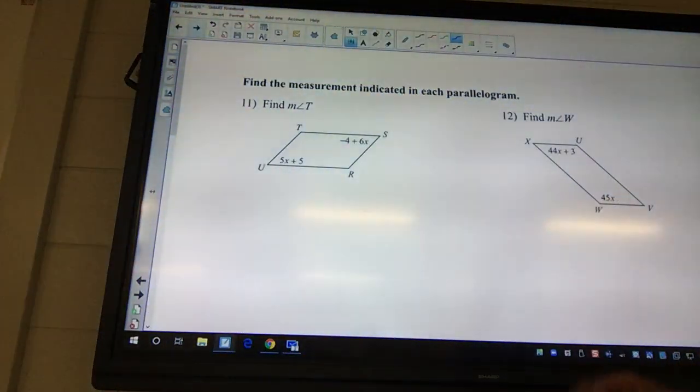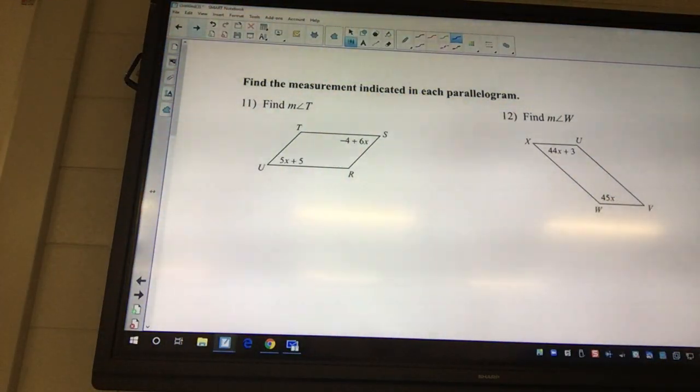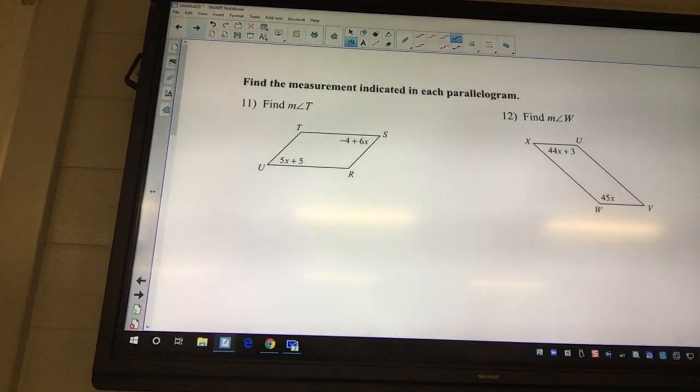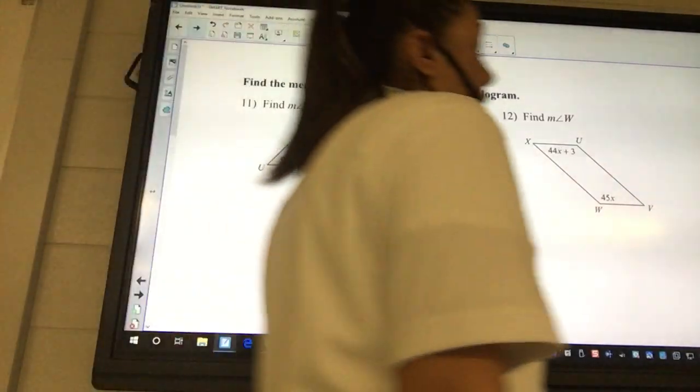All right. Okay, this part is new. Okay, this is the part that we have not done yet. This is the new part for today. Now, it's not drastically new. Okay, and if you go back to look at number 5 on the very front of your page, the ones that we were doing says solve for x. Each figure is a parallelogram. These directions tell us to find the measure indicated in each parallelogram.